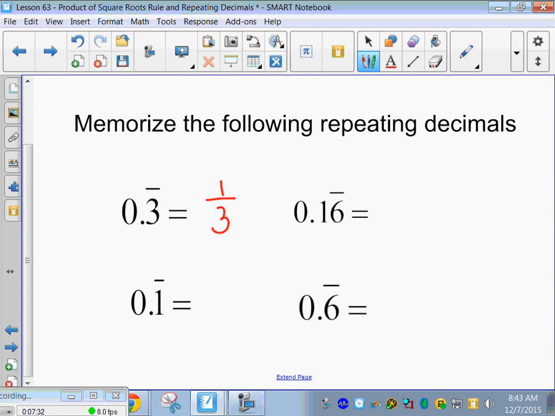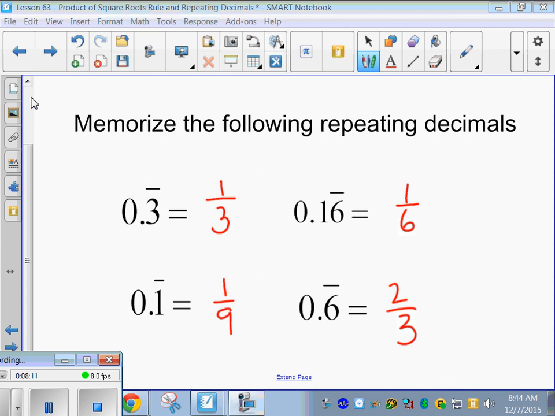All right. Awesome. Anybody know 0.166666 forever? Yes. 1/6. Very good. Write that down. How about 0.11111111? Anybody know that one? Okay, that one is 1/9. I bet you guys know 0.666666. Anybody know that one? Riley? 2/3. Good. Okay, you guys have those written down? Okie dokie.